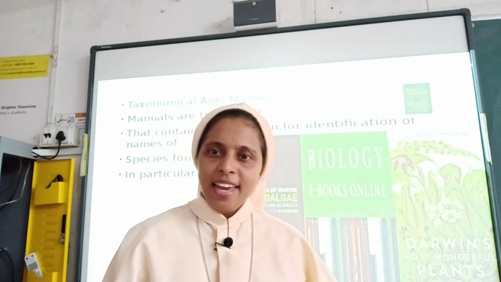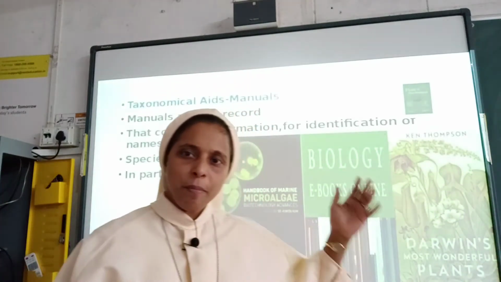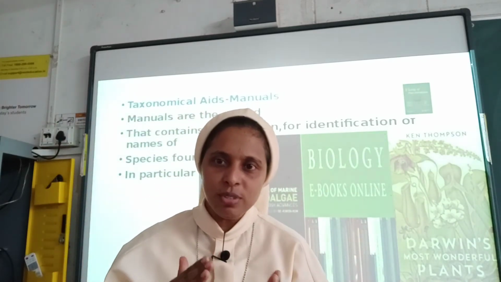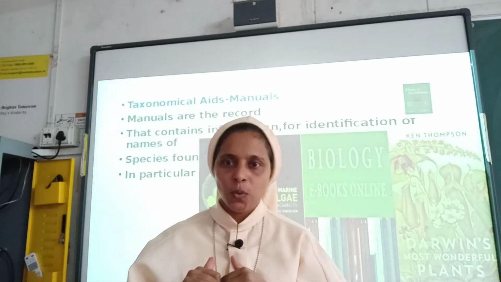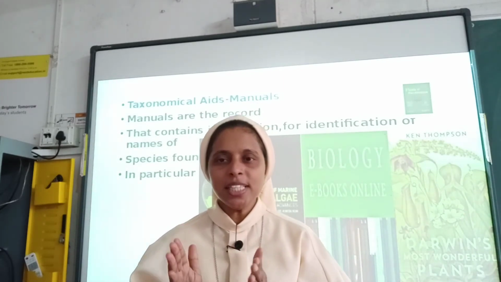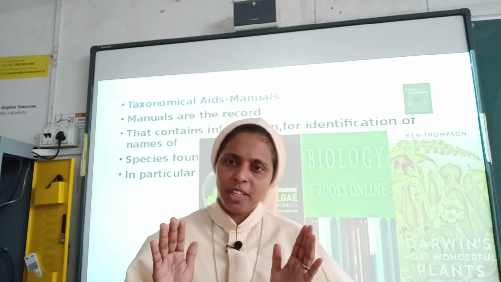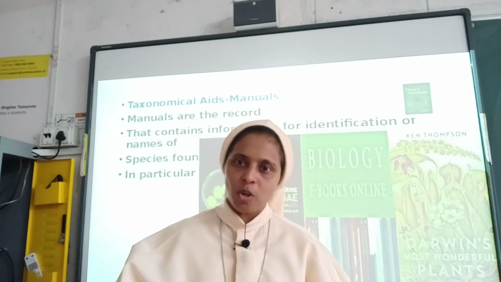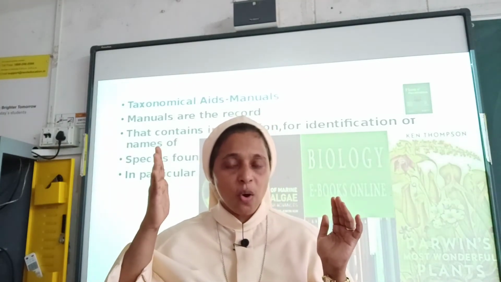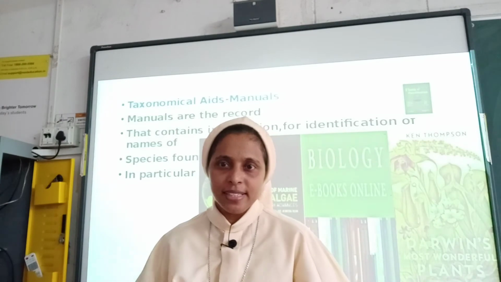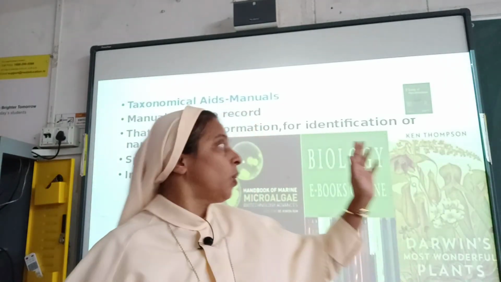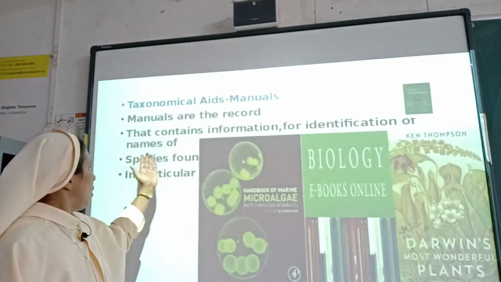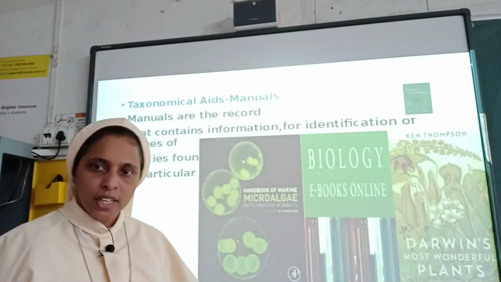next taxonomical aid, manuals. Okay, so what are manuals? Manuals means usually when we go to the zoological museum, we get a manual. What does this manual indicate? So in this manual, everything regarding that particular organism or the species will be there. So if you wanted to learn more, if you wanted to understand a little more deeply, or if you wanted to gain a little more knowledge, you can go through the manual. Is it clear? So it will be keeping all the records. Manuals are the record that contains information, identification of the names of the species found in that particular area.